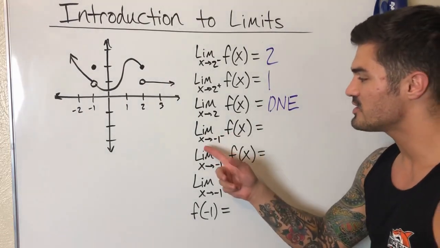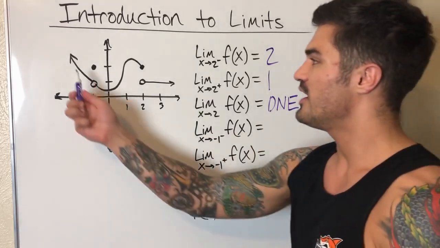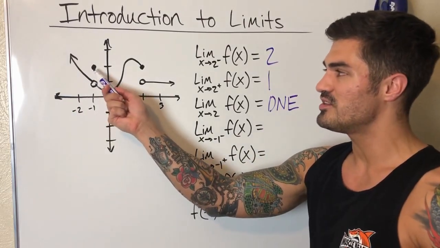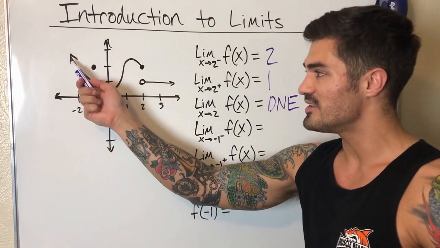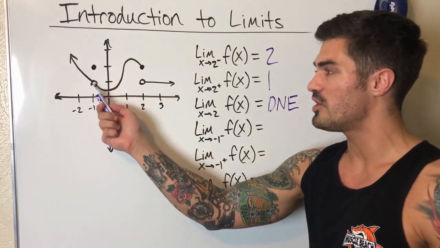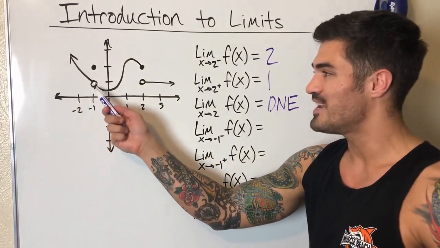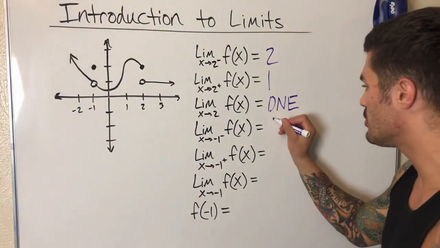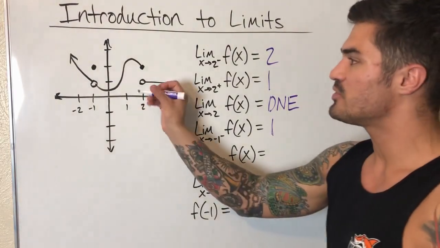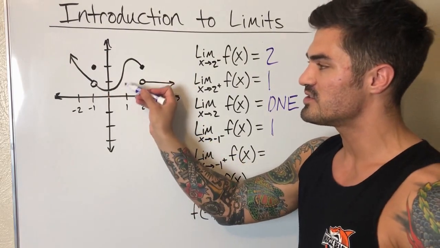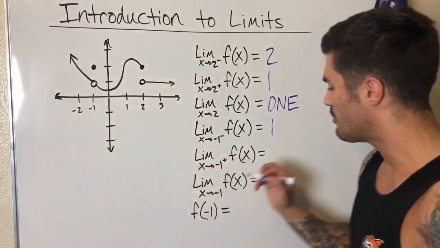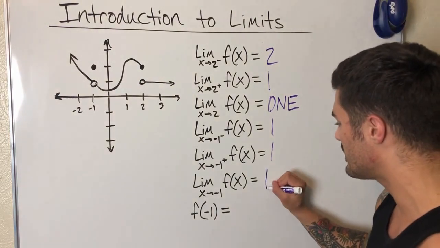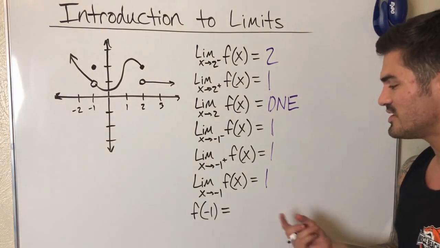Let's continue. The limit as x approaches -1 from the left. As x gets closer and closer to -1, my y values are getting closer to 1. I don't care that there's that single lonely point up there. I'm looking at, as x gets closer and closer to -1, what are my y values approaching? Remember, we don't care what's happening at -1, only what's happening as we get closer and closer to it. So my y values are approaching 1 in this case, and it looks like the same thing happens from the right. As x gets closer and closer to -1 from the right, my y values approach 1. So that means this limit does exist and it equals 1, right? That theorem came in handy again.